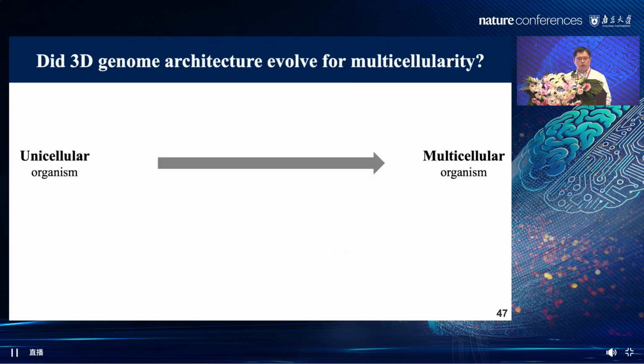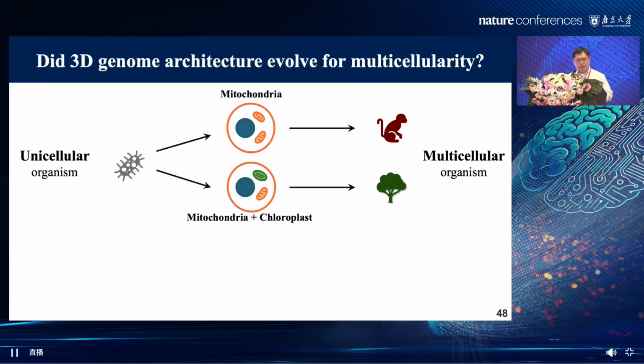So, you know that the transition from the unicellular organism to the multicellular organism is one of the major evolutionary steps. And there are actually many lineages, many successful stories. But there are two successful instances that are very prominent. One is from the unicellular organism to the animal kingdom, and the second one is to the plant kingdom. And those two evolved independently because they have different organelles.